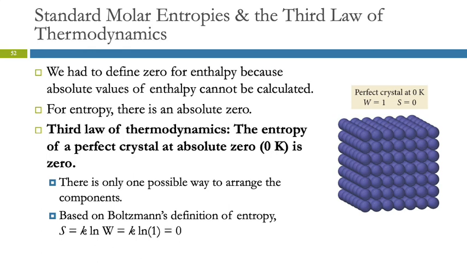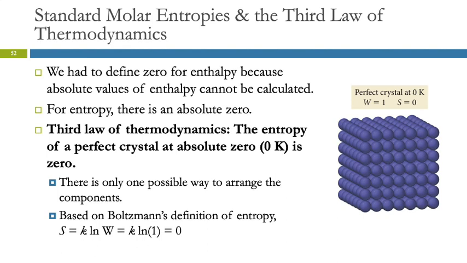Well, for zero, we kind of picked a zero, right? Because absolute values of enthalpy can't be calculated, just like with elevation, we chose sea level. For enthalpy, we chose the elements in their standard states as being zero enthalpy. But for entropy, there is an absolute zero. And so the third law of thermodynamics is that the entropy of a perfect crystal at absolute zero is zero.